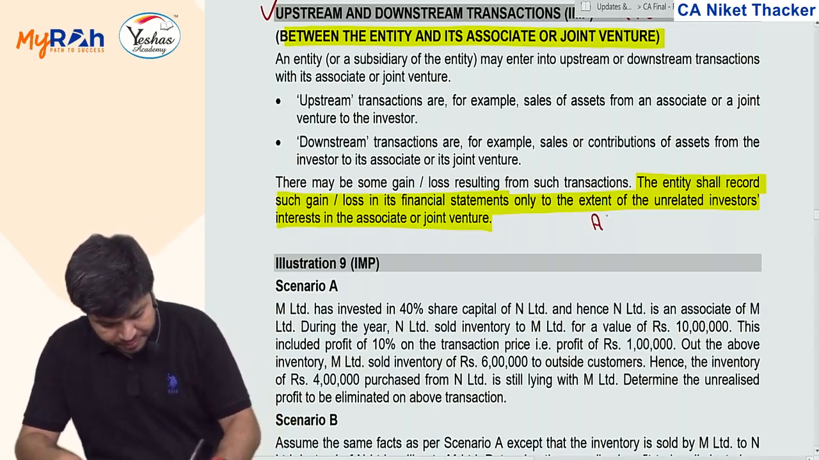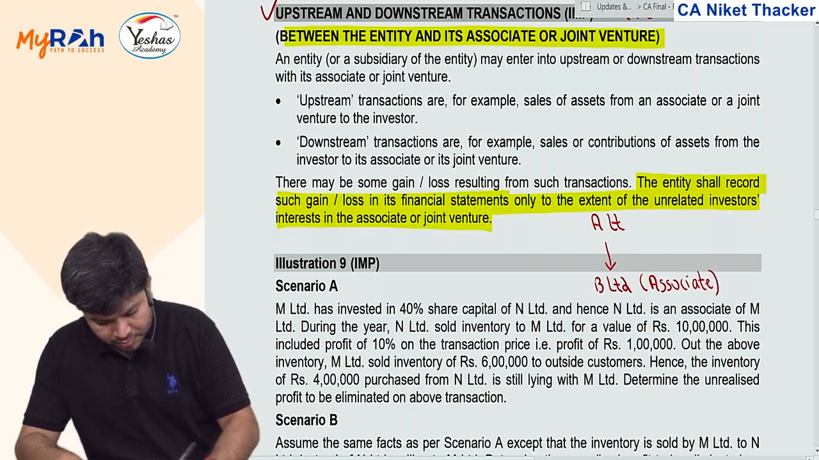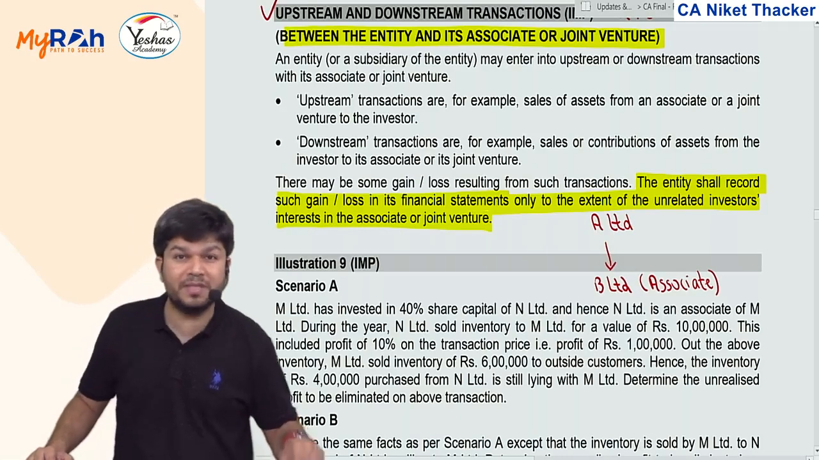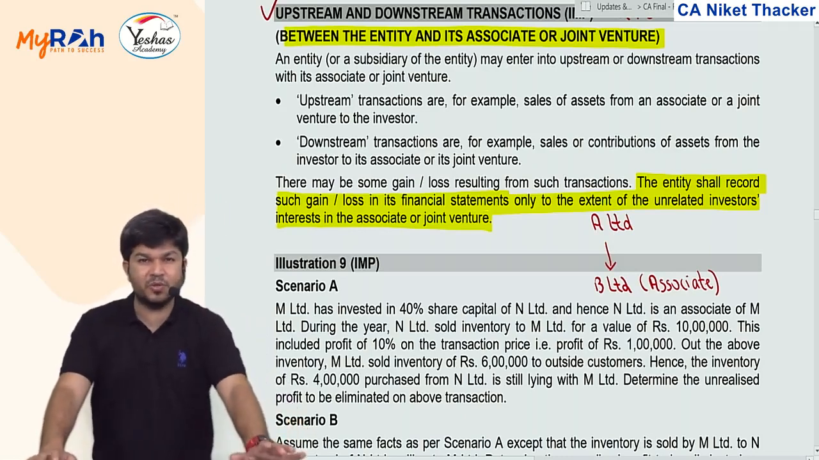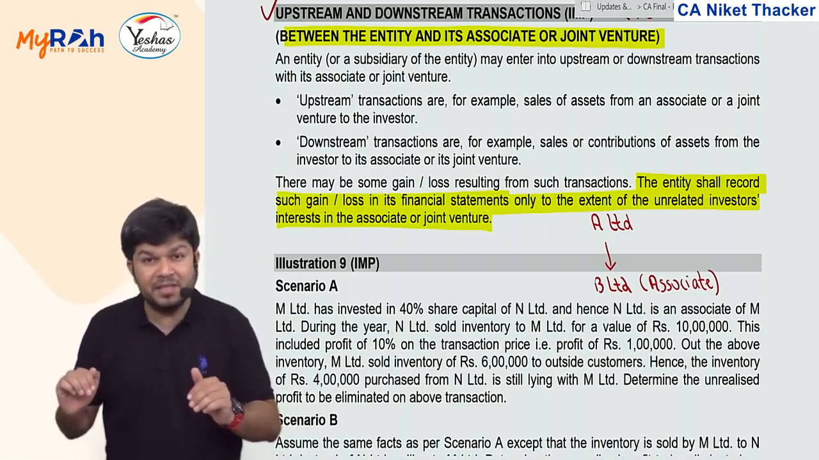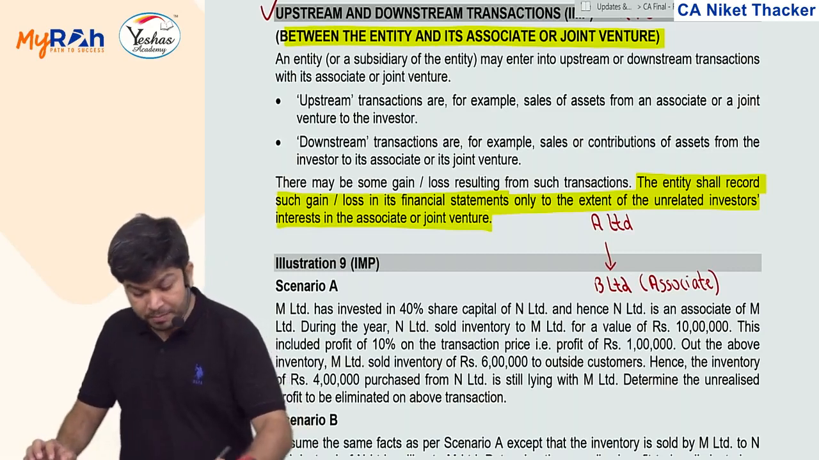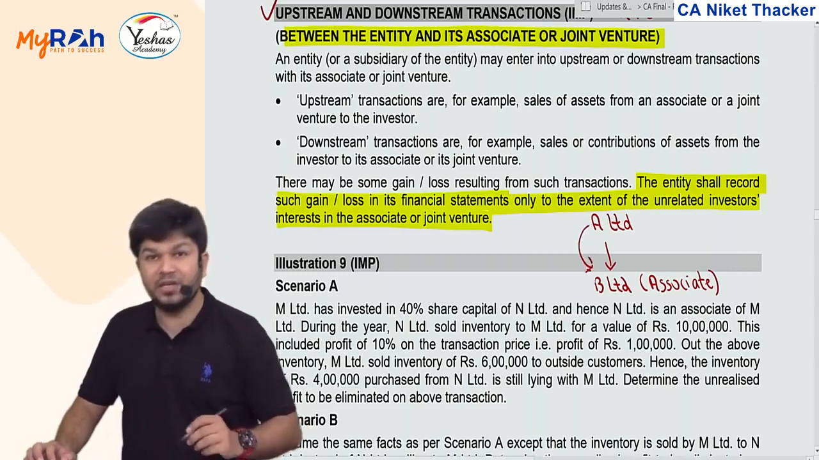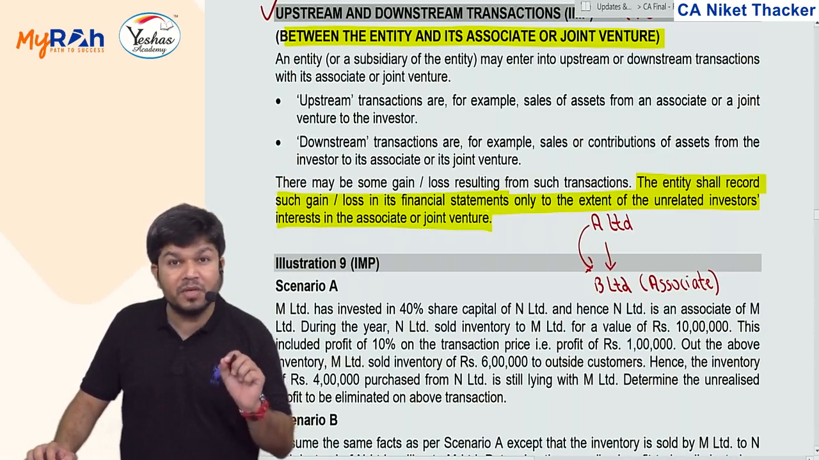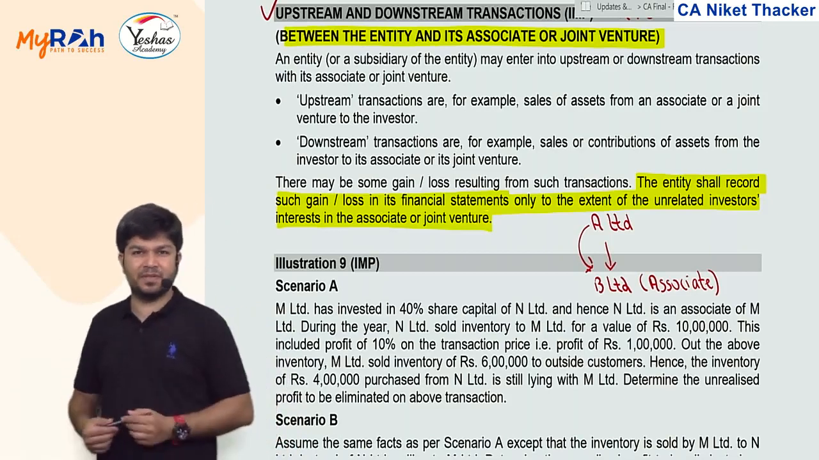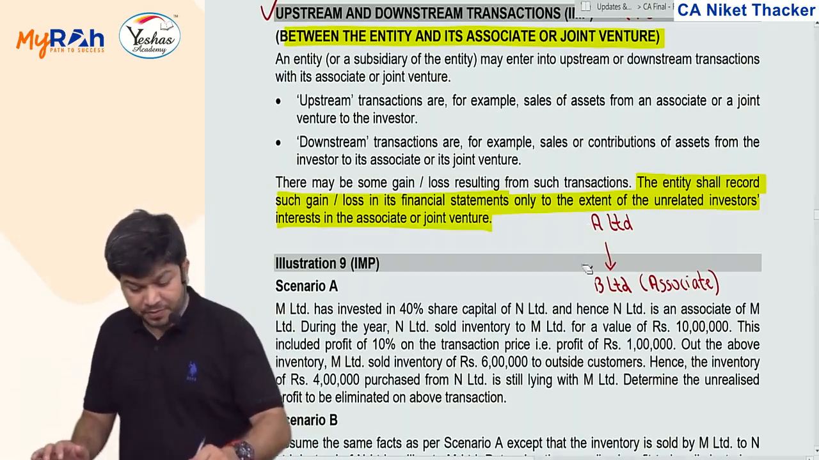Say we have A Limited, and B Limited is an associate. Imagine A sold goods to B. Now in B, 30% is my share. So I should record profit only equal to 70%, because 30% there is me only. Whatever 30% is my profit on my share only.